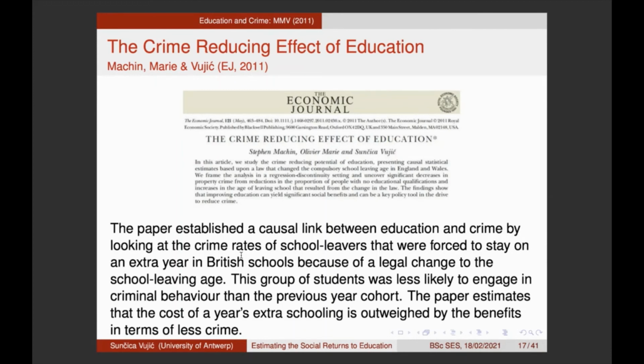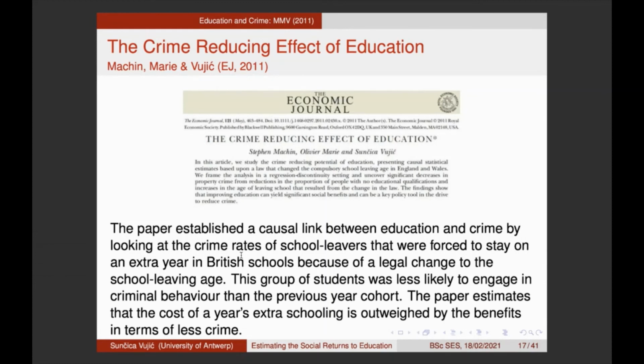So if the compulsory school leaving age has been increased from 16 to 17 or 17 to 18, this is exactly what's called a quasi-experiment, because the policymakers are forcing the whole cohort of students to stay on in education for an extra year. And you can then compare this cohort with the previous cohort, which had to stay at school for 1 year less. And then you can look at their future wages, or in this case, the crime outcomes.